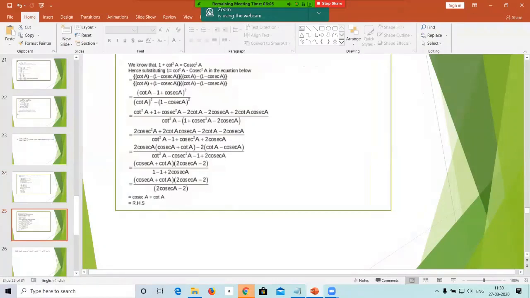So it is again in the form of A plus B plus C whole square. What is A plus B plus C whole square? A square plus B square plus C square plus 2AB plus 2BC plus 2CA. Perfect. And the denominator is in the form of A square minus B square form. So A plus B. Somebody please mute your connection there. It's creating disturbance.